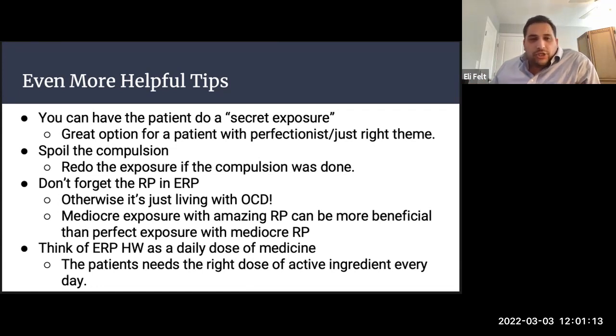This one I always mention, which is don't forget the response prevention part, because if you're just doing exposures and there's no real response prevention, you're just living with OCD. You're not getting anything therapeutic out of it. And we spoke about how mediocre exposures with amazing response prevention is much more helpful than the other way around. The other thing I tell patients is to think of ERP as your daily dose of vitamin. You need 500 milligrams of vitamin C every day, and you also need to have X amount of exposures every day, where you constantly are in this mode of being on the offense with OCD. And when I say this, I'm talking about exposures much more so than triggers.